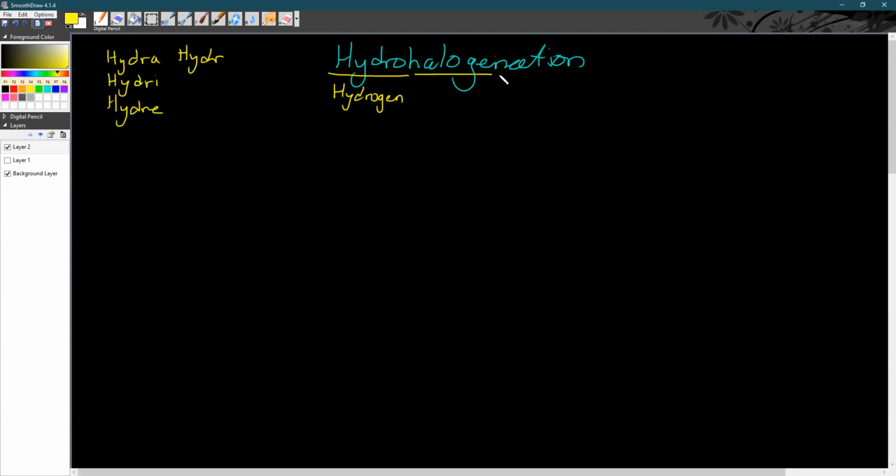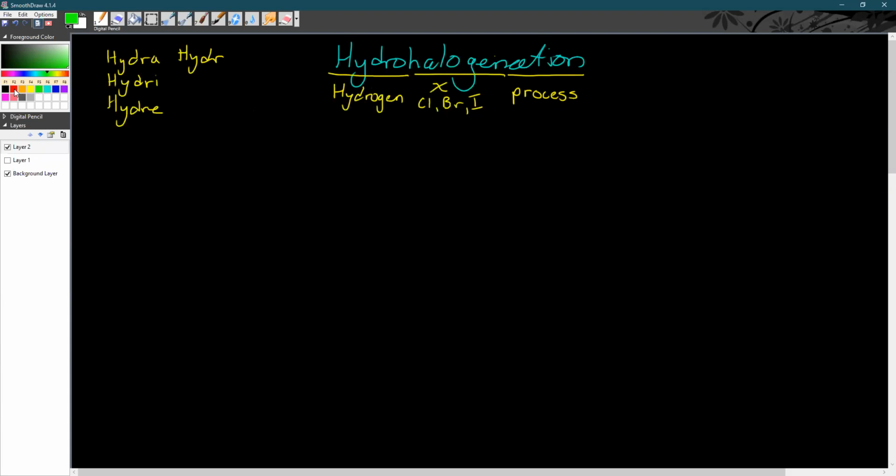Next word is halogen. Well, this one's easy, right? This is just an X. So we're talking about Cl, Br, and I. And then the last word is ation. Those of you who are really good at Greek will probably know that this is just referring to process. And so what are we talking about here? We're talking about the hydrogen halogen process. Oh, okay, that makes sense. So the two things that I am adding to my carbon-carbon double bond are a hydrogen and a halogen. And that's what these names tell you. They tell you the exact two things that get added for all of these reactions.